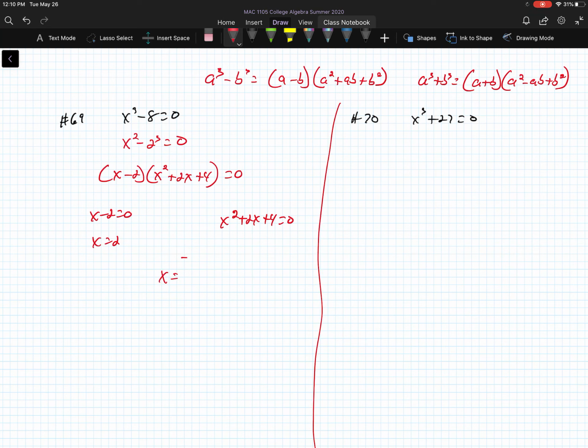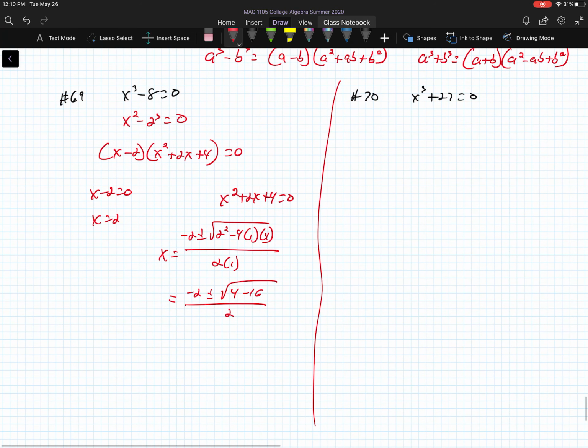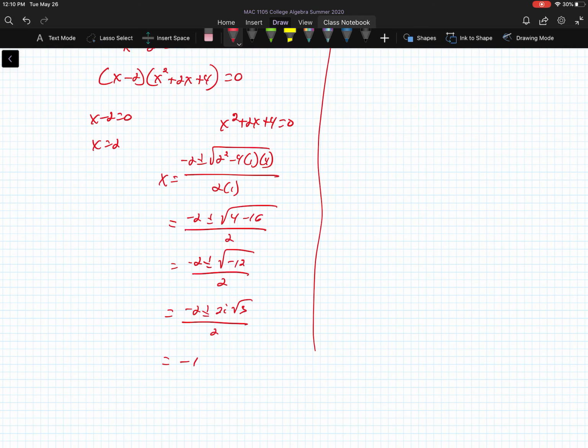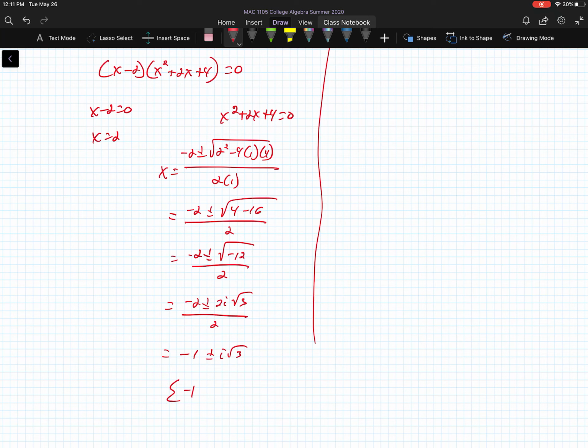I'm going to keep this space here so I can keep it. So x is equal to negative 2 plus or minus the square root of 2 squared minus 4 times 1 times 4, over 2 times 1. So then this becomes 4 minus 16 over 2. And so it becomes negative 2 plus or minus the square root of negative 12 over 2. The negative 12, I can break it up, and it becomes 2i times the square root of 3 over 2. When I clean up more, it's going to be negative 1 plus or minus i square root of 3. Now, there are several ways that you can write this. You can say it's going to be negative 1 minus square root of 3 i, and then negative 1 plus square root of 3 i.